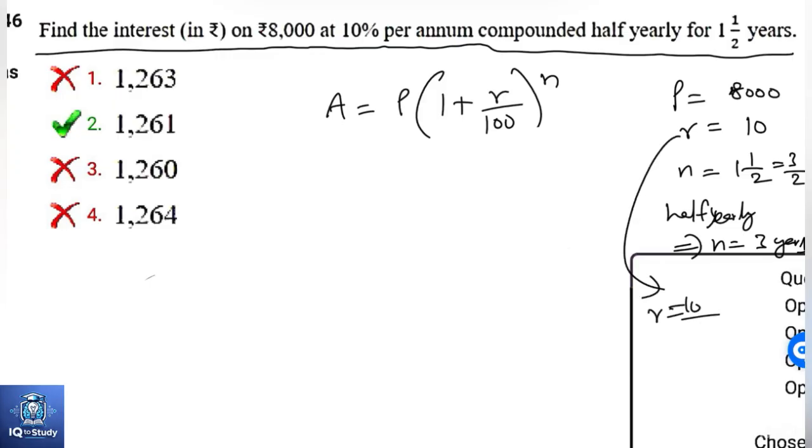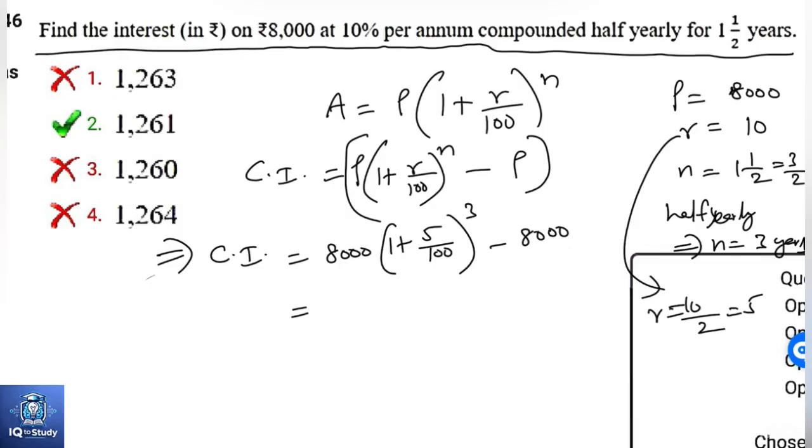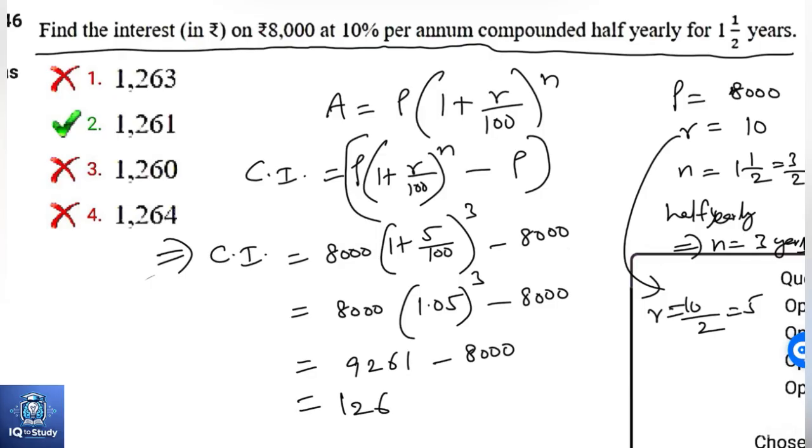and rate becomes 10 by 2, which is 5, and we know that compound interest is equal to P into 1 plus R by 100 whole power n minus P. So compound interest becomes 8,000 into 1 plus 5 by 100 whole power 3 minus 8,000, which is equal to 8,000 into 1.05 whole cube minus 8,000, which is 9,261 minus 8,000, that is equal to 1,261. So option 2 is correct.